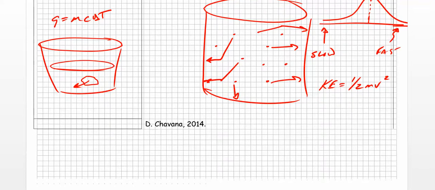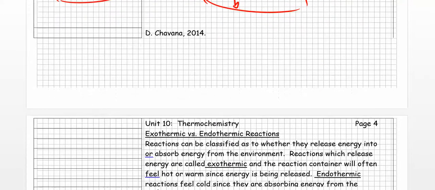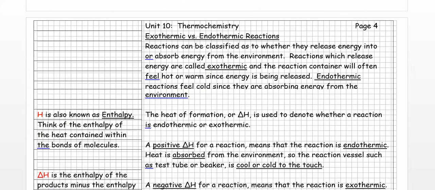All right, so let's take a look at a couple of definitions. You may already know these, and that's all right. We just need to review them. They are exothermic and endothermic reactions. Reactions can be classified as to whether they release energy into or absorb energy from the environment. Reactions which release energy are called exothermic. This prefix exo tells us that energy is being released.